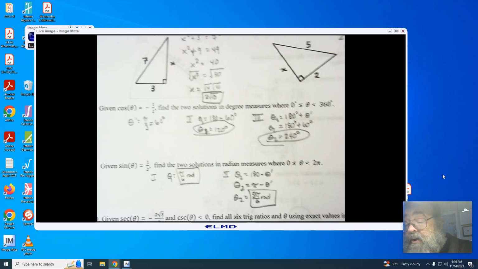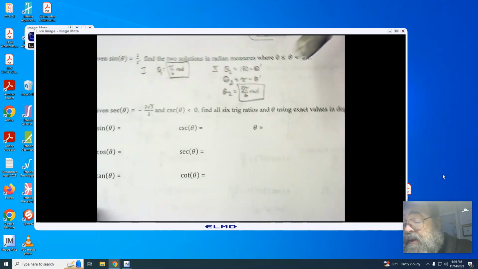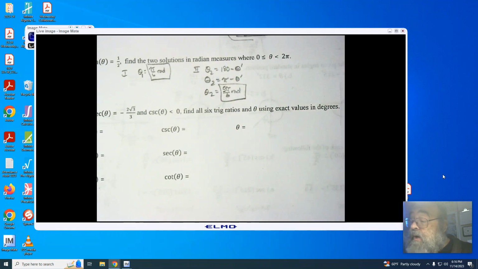Now the last question that we have to do is find all 6 trig ratios. Now this question could be in radians or it could be in degrees. You have to just roll with the punches, because you never know. I might have one test with radians and one test with degrees, both with radians, both with degrees. You'll just have to do it.